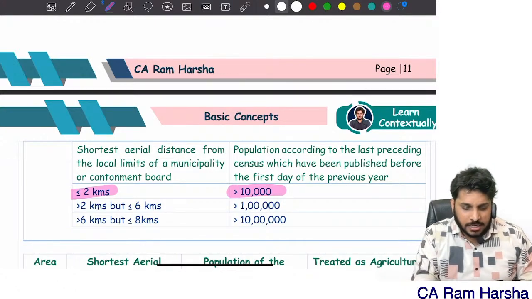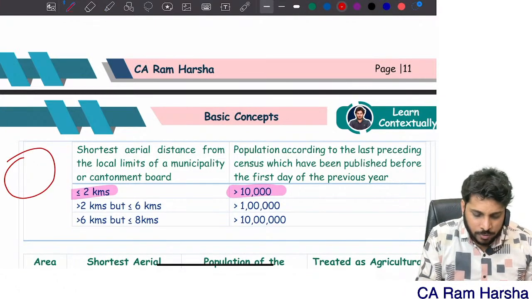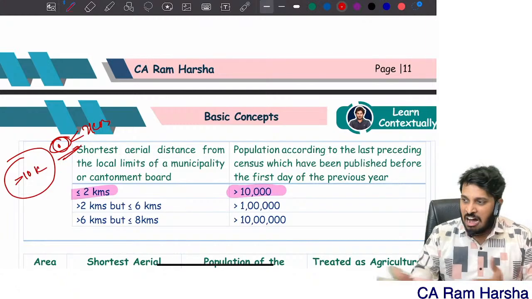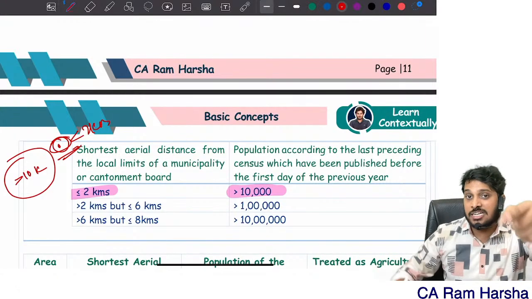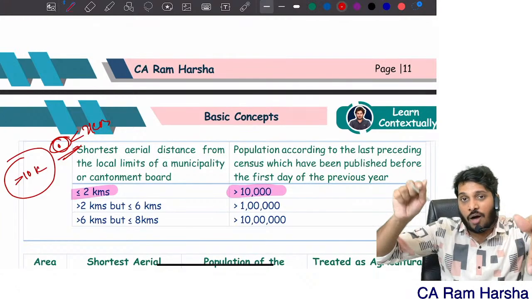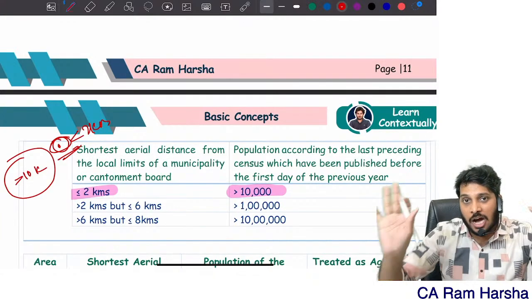Suppose a town is there like this. Your land is situated here. This town's population is more than 10,000. Your land is situated within 2 kilometers. Then hardly anybody can come easily to that land. That's an urban land. Accordingly, income from a farm building on that is not agricultural income.